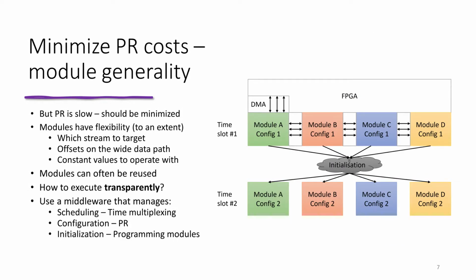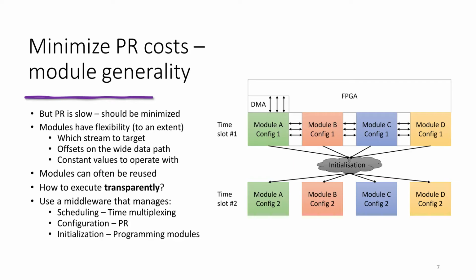Nevertheless, as we all know, partial reconfiguration is expensive and slow. Therefore, to an extent, the modules can have some flexibility. They can be programmed to target different streams and specified offsets on the wide data path. Furthermore, the functionality of the modules may also be programmed to an extent with different constant values. This programmability allows modules to be reused between the runs in different time slots.